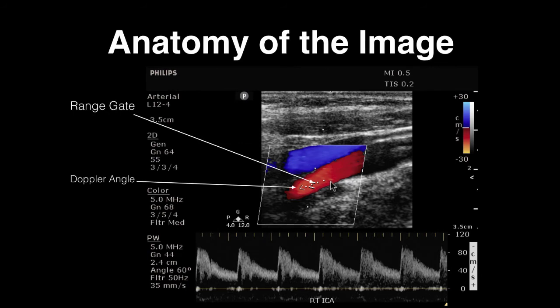It's going to be important when you're acquiring the spectral analysis that you have a good sample volume, so you want to make sure that your range gate is appropriately sized and in the middle of the target vessel. You're also going to want to make sure that you have an appropriate Doppler angle, so you're going to want to make sure that this line correlates with the flow of the red blood cells within the vessel.